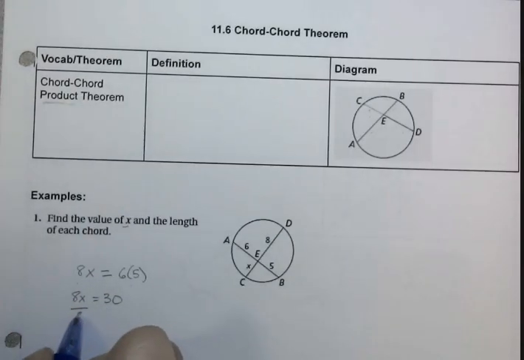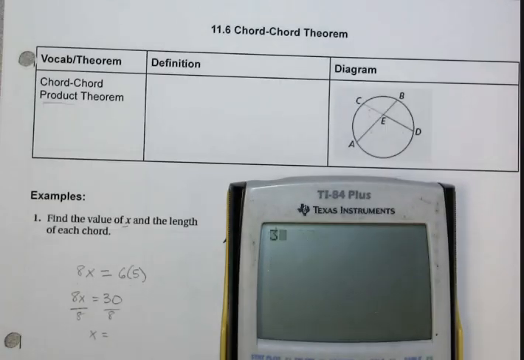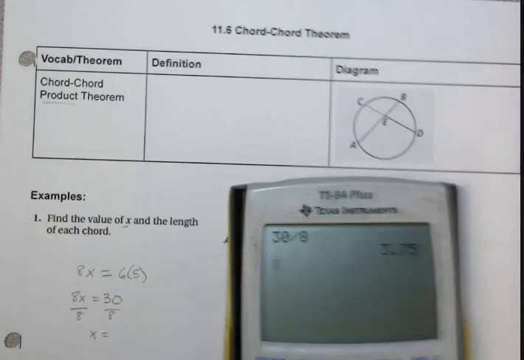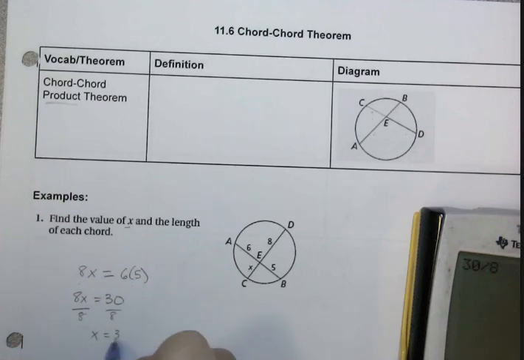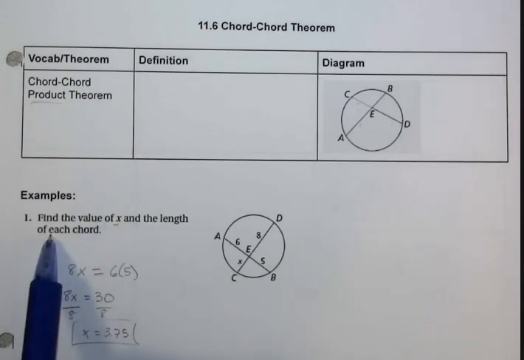So if I divide by 8, I will have my value of x. So if we do 30 divided by 8, 3.75 is our value for x. Okay, so I found my value for x, so here's kind of part one of the answer. The other part says the length of each chord.